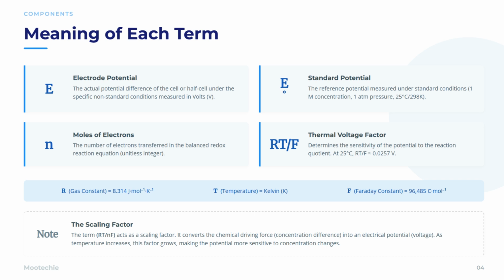Finally, there's a note on the scaling factor. The term RT over NF acts as a scaling factor, converting the chemical driving force from a concentration difference into an electrical potential, or voltage. And importantly, as temperature increases, this factor grows, making the potential more sensitive to concentration changes. Moving forward, we'll see some simplified forms.